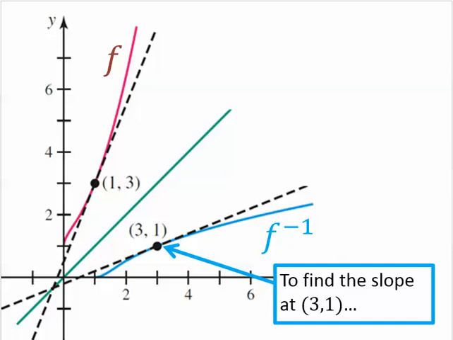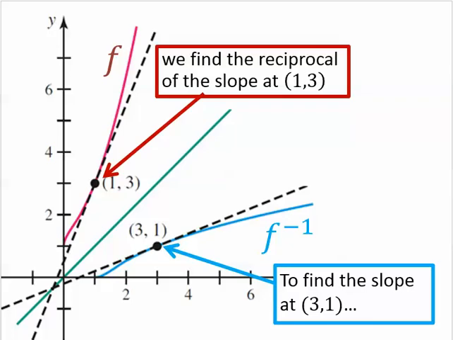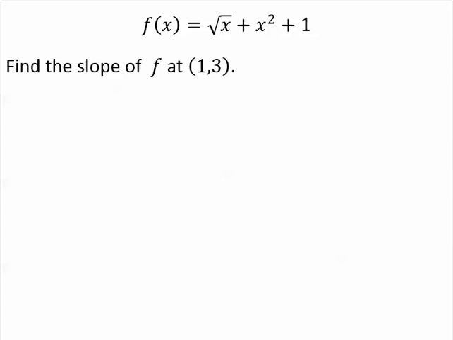To find the slope at 3, 1 for f inverse, we're going to have to find the reciprocal of the slope of f at 1, 3. Find the slope of f at 1, 3. To do that, first find the derivative of f. After you find the derivative of f, evaluate it for x equals 1.